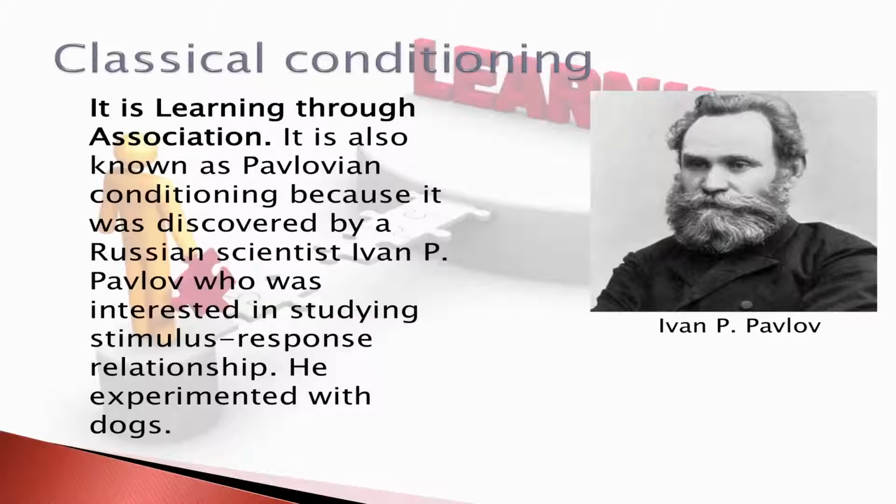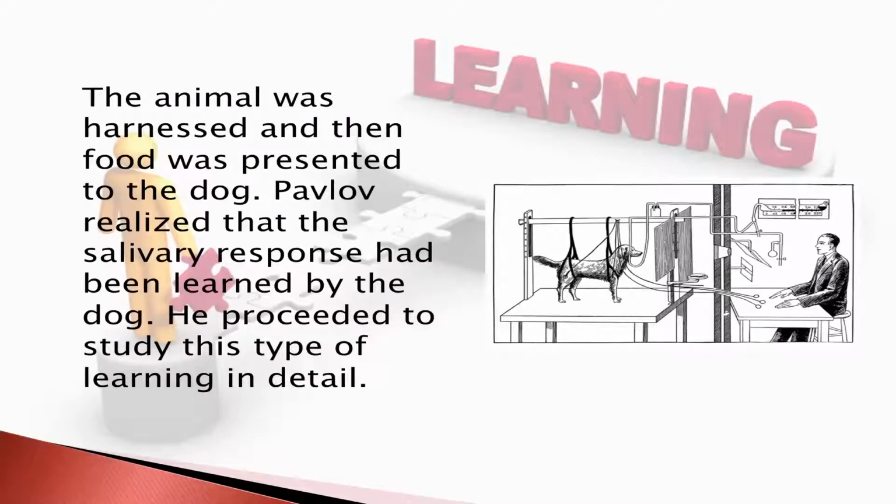Classical conditioning. Now let us learn about the simplest kind of learning. Classical conditioning or learning through association was also known as Pavlovian conditioning because it was discovered by a Russian scientist, Ivan P. Pavlov, who was interested in studying stimulus-response relationship. He experimented with dogs. The animal was harnessed and then food was presented to the dog. Pavlov realized that the salivary response had been learned by the dog. He proceeded to study this type of learning in detail.